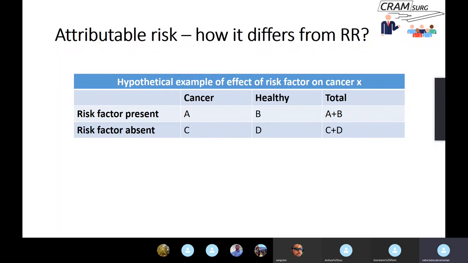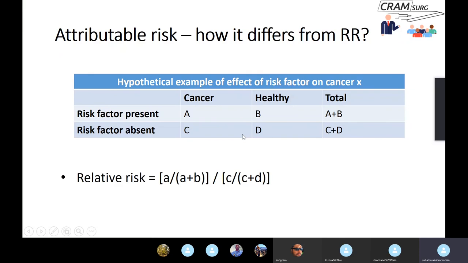Right, so how does attributable risk differ from relative risk? Let's talk about another example. So if you're looking at the relationship between, say, a risk factor and a specific cancer, let's say cancer X, you've got this typical 2x2 contingency table where you've got cancers and healthy cohorts arranged as columns, and you've got the risk factor presence or absence arranged as rows.